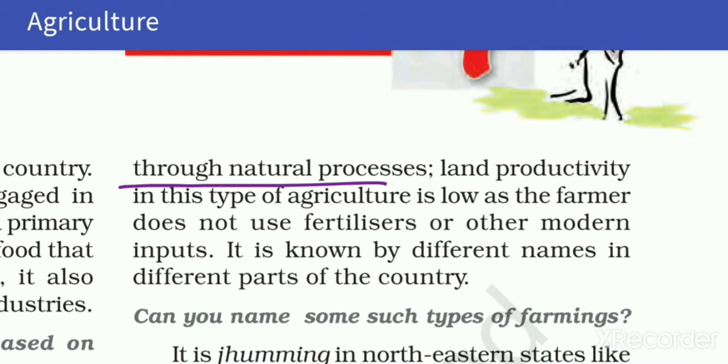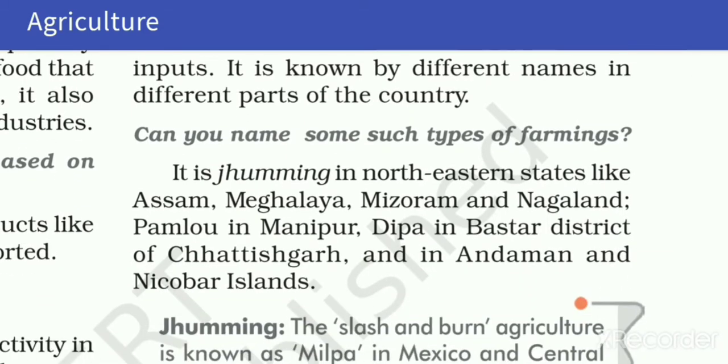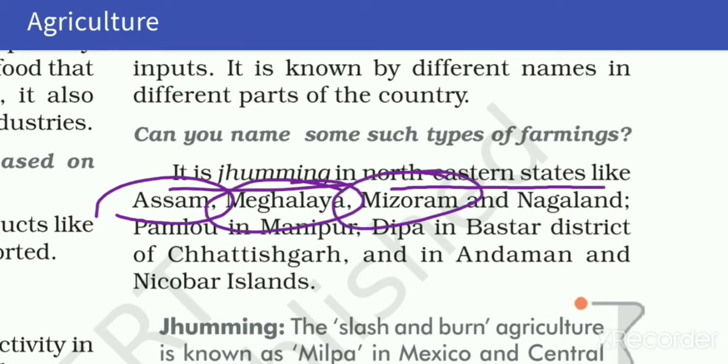So this farming is also known by different names in different parts of the country. So what are those? Slash and burn farming or shifting farming is known as Jhuming, especially in northeastern states. And there are 4 northeastern states where slash and burn farming or shifting agriculture is known as Jhuming. So they are Assam, Meghalaya, Mizoram and Nagaland.